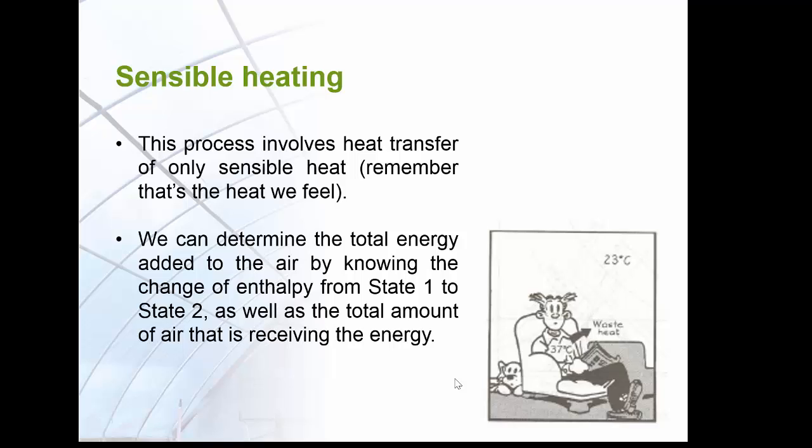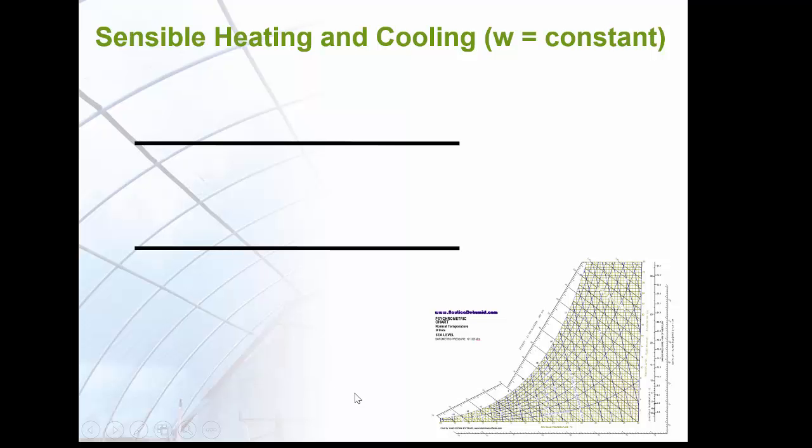So let's look at the sensible heating process as an example. A sensible heating process involves heat transfer only by sensible heat. Let's remember that this is the amount of heat that we actually feel. By knowing the change of enthalpy from state 1 to state 2, as well as the total amount of air mass, we can determine the total energy added to the air by looking at the enthalpy difference and the amount of mass of dry air.